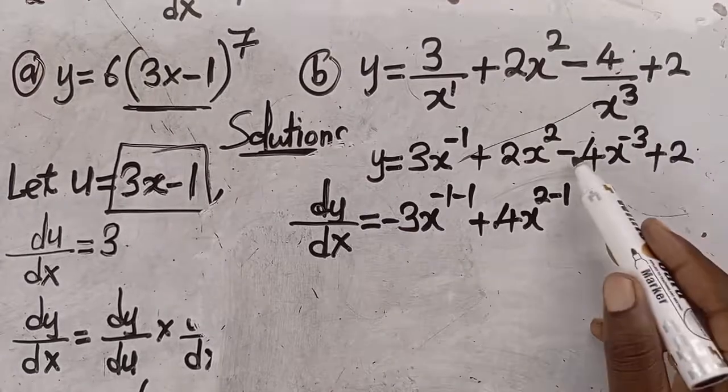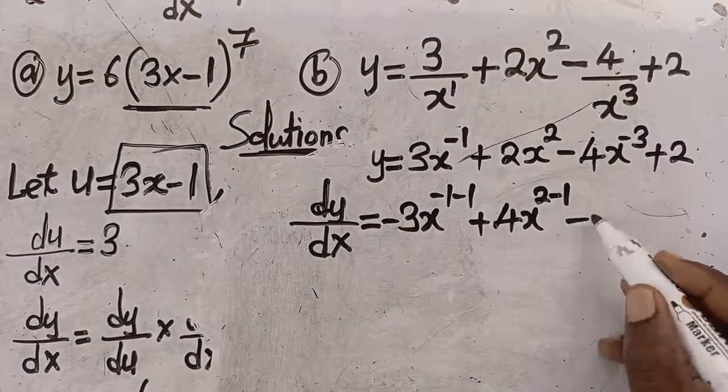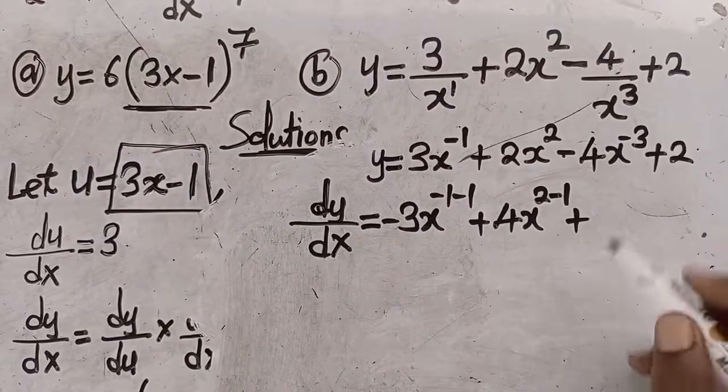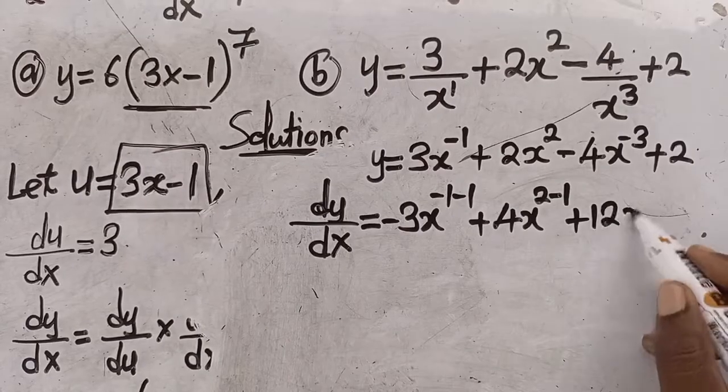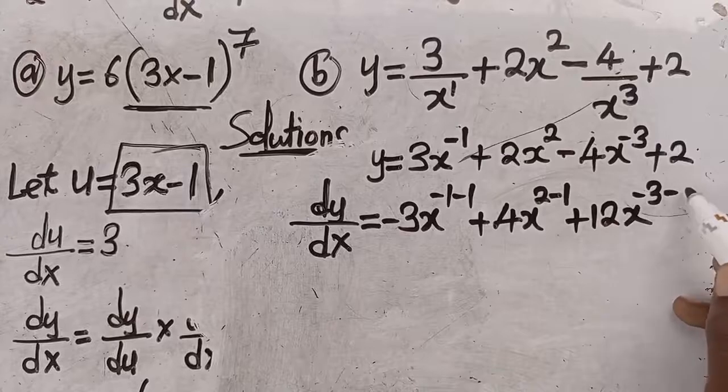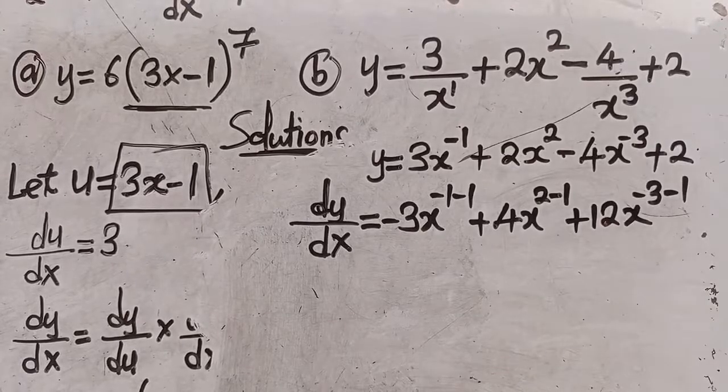Negative 3 times negative 4. You are going to get a positive here. Negative times negative is positive. 3 times 4 is 12. I say x to the power what? Negative 3 minus 1. So that 2, you can't differentiate a constant number.